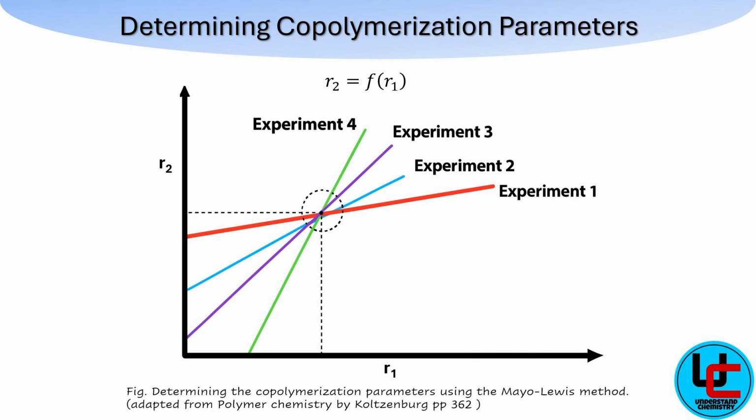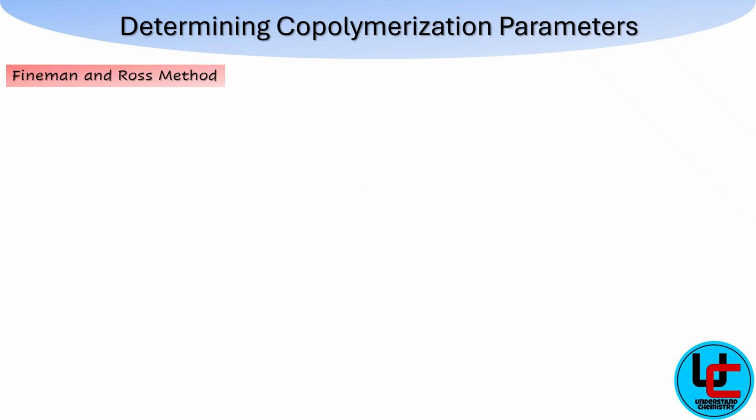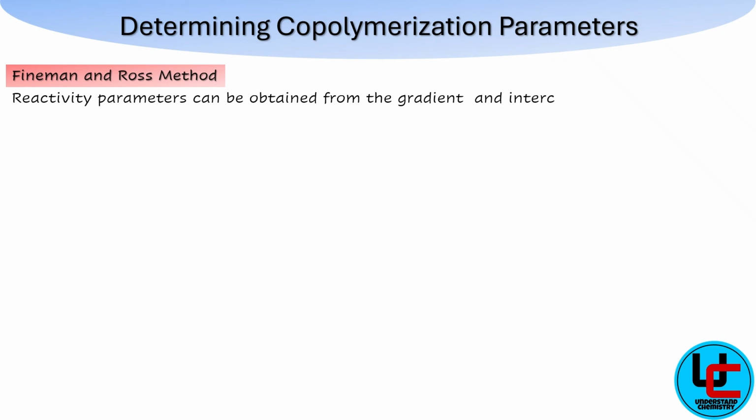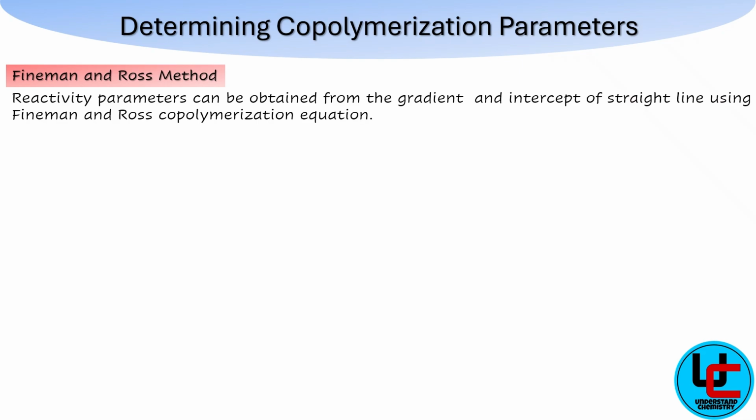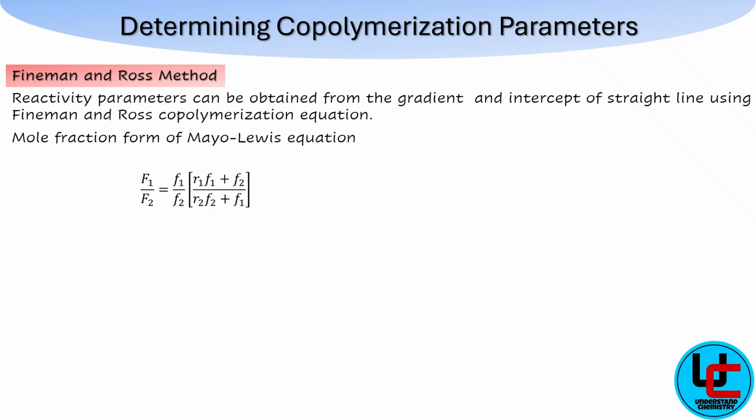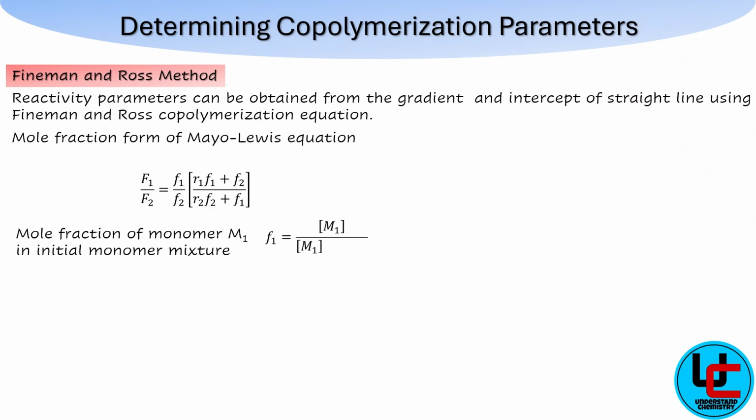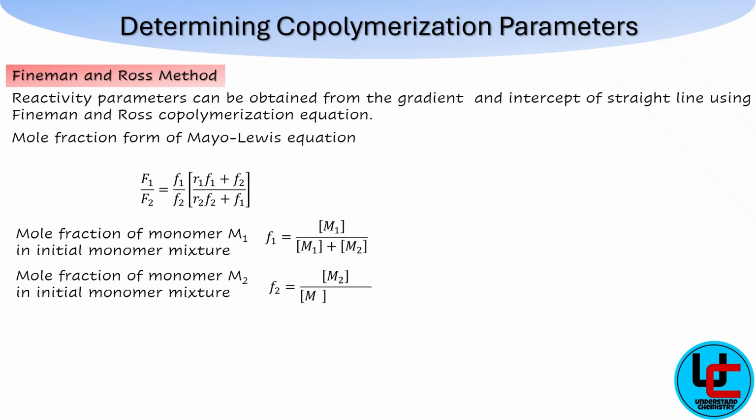Now let us move on to the Fineman and Ross method, which offers determination of reactivity parameters from the gradient and intercept of a straight line using the Fineman and Ross copolymerization equation. To derive the Fineman and Ross copolymerization equation, let us start with the mole fraction form of the Mayo-Lewis equation. In my previous video, I have shown you how we reach this equation. Here F1 and F2 are the mole fractions of monomers in the copolymer, while small f1 and small f2 are the mole fractions in the feed.